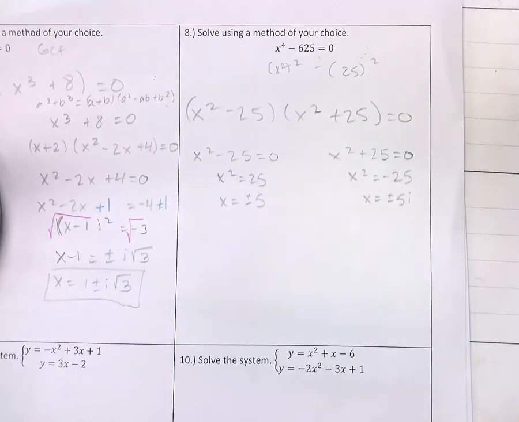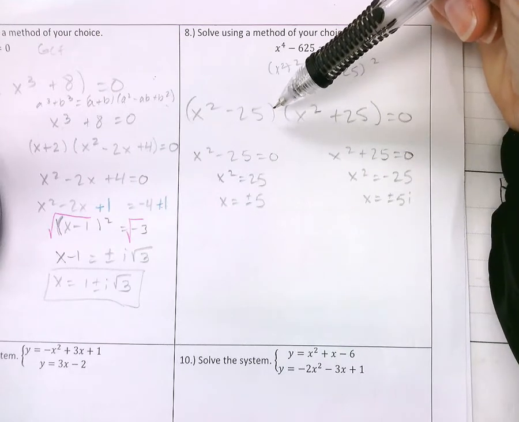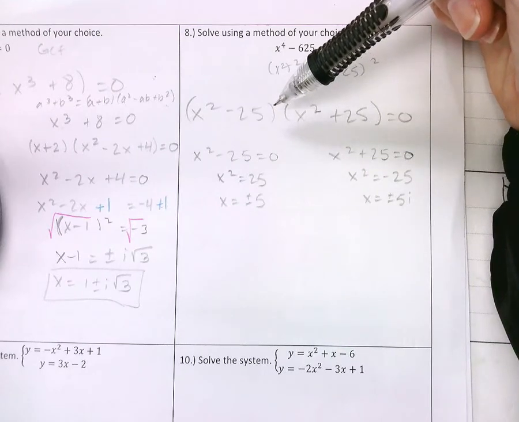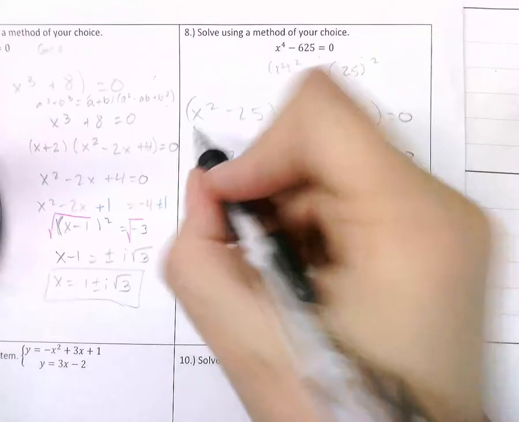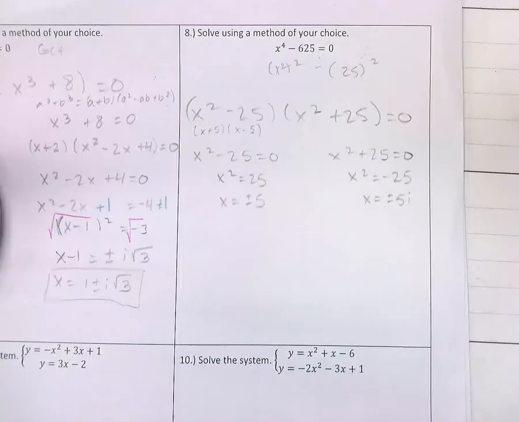Your other option is to continue factoring, because this is another difference of squares. So you could factor this again, and you'd get x plus 5 and x minus 5. Then you get 4 separate answers. You still have 4 separate answers, they'd just be spaced out. You'd get negative 5, 5, and then 5i, negative 5i, and it's like, why did I do this?